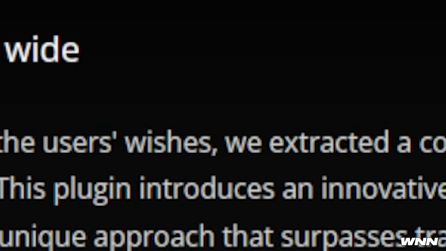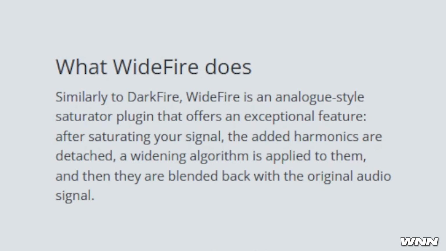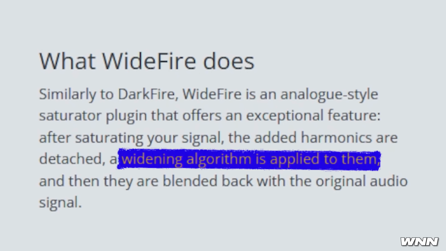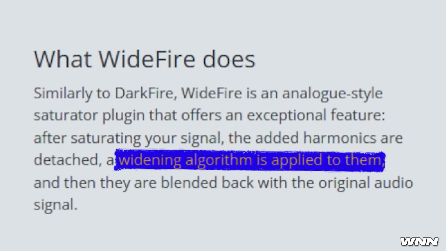They extracted one of the main features from Darkfire, which includes what they call an innovative audio widening technique. And this is different from stereotypical audio wideners because this one adds harmonics, and those harmonics are wide instead of just widening the original signal. So it still retains mono capability, and it can turn a mono signal to a stereo signal. I'm curious what it would be like to combine this with a stereo imager and use a Haas effect or something of the sort. It features an analog style saturator, and the added harmonics are detached with the widening algorithm applied to them. This is kind of interesting here.